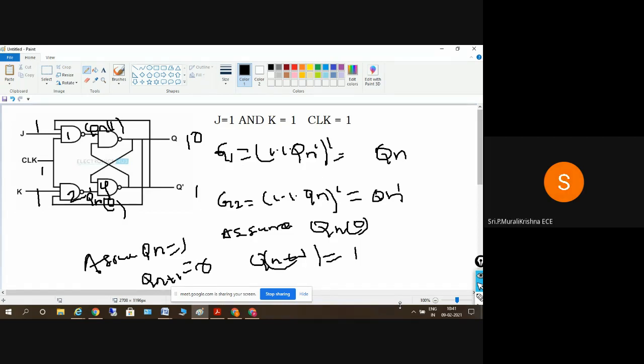Just go for a small assumption here. We assume Q of n and Q bar of n. If one of the inputs of a NAND gate is 0, the output is 1. So here if we assume Q of n is 0, we get 1 here, and if we assume Q bar of n is 0, we get 1 here and 0 here. Yes or no?